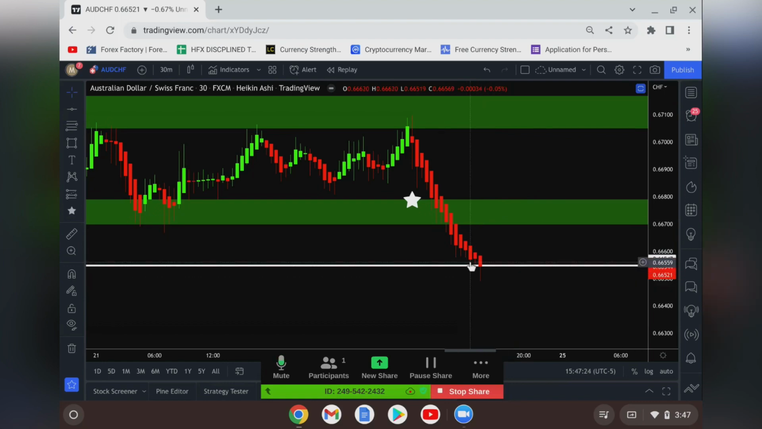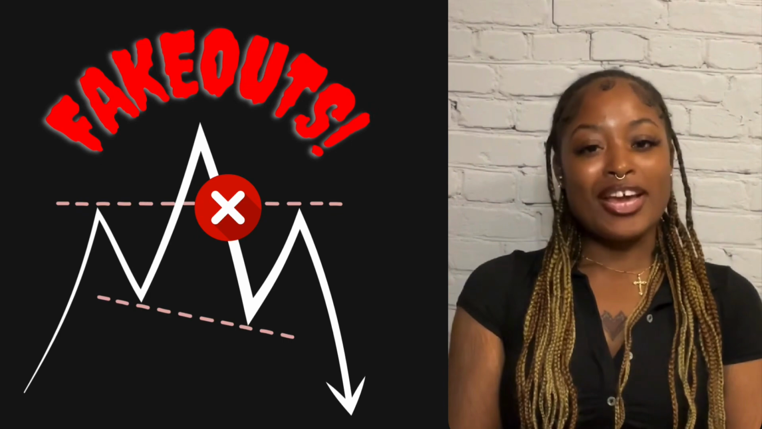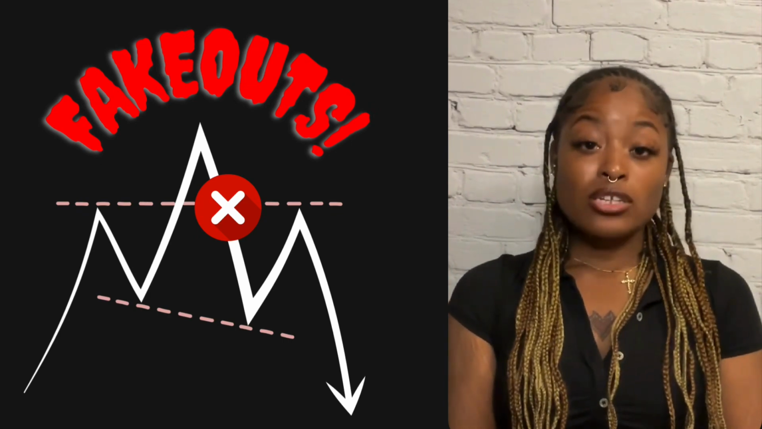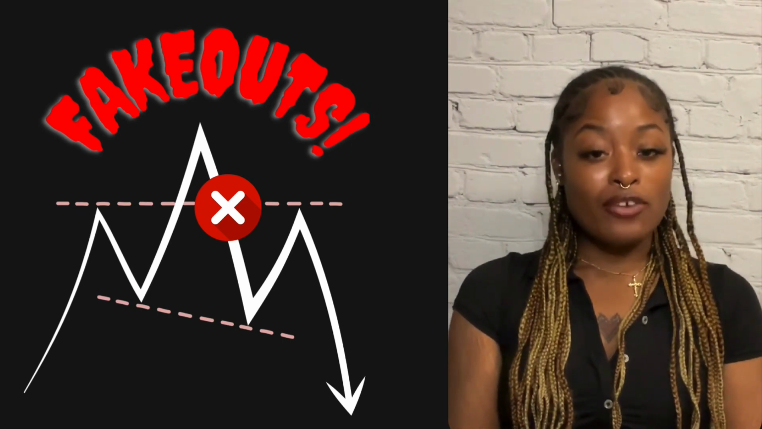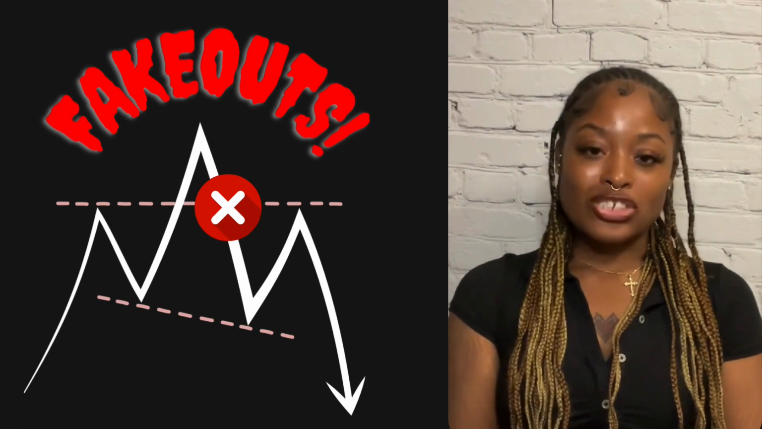We have one wick here, we have another wick here, and look, we had price push all the way down to this point and then push all the way back up just to respect this zone in the market. Investors should be wary of fake outs. Fake outs occur when price breaks past a certain level but doesn't continue in that direction.